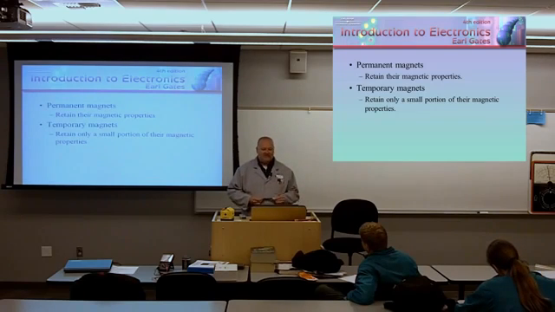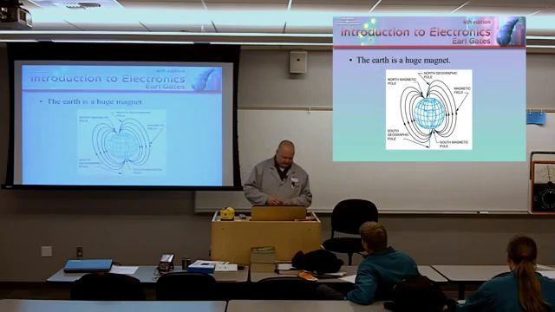Temporary magnets are only going to retain a small portion of their magnetic properties. That's why they're called temporary. Okay, and over time that magnetic field may deteriorate or be altered. So a permanent magnet will retain the magnetic properties.